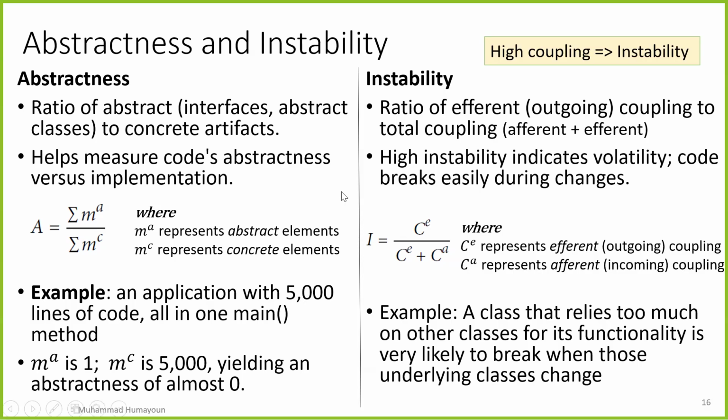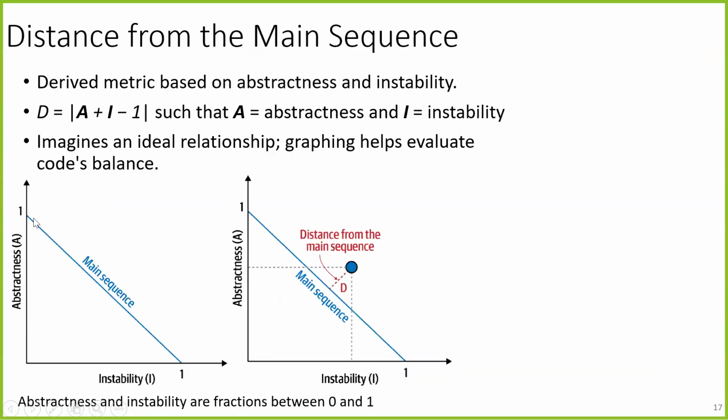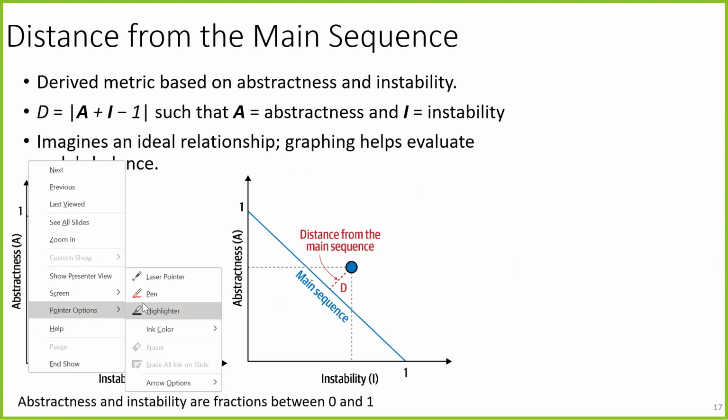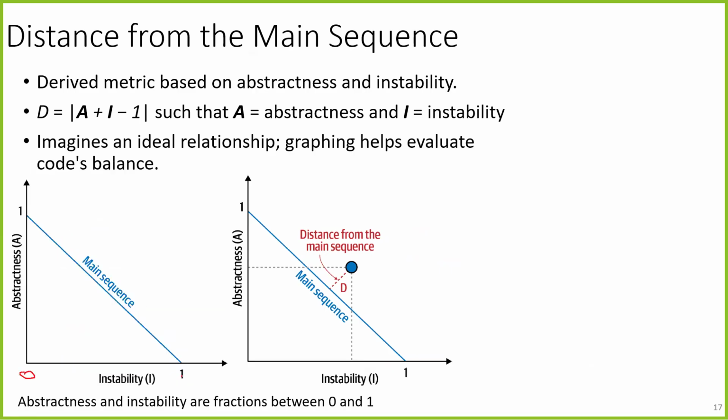Once you have these two things, you have two values now. So here you have 0 over here, and this is 1. This is 0 and this is 1. Same here. So you have one value on instability and one value on abstractness. Since you have two points now, abstractness and instability, you may end up here, here, here, maybe on this line, like that.